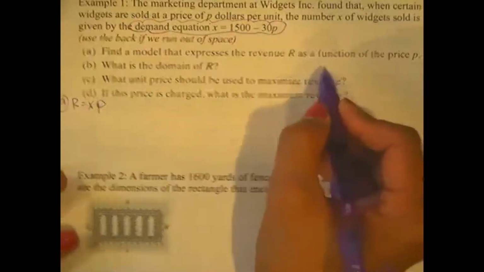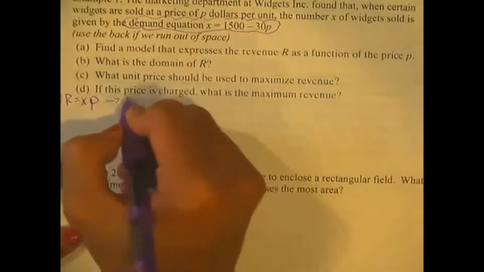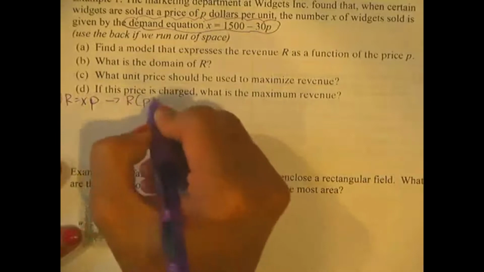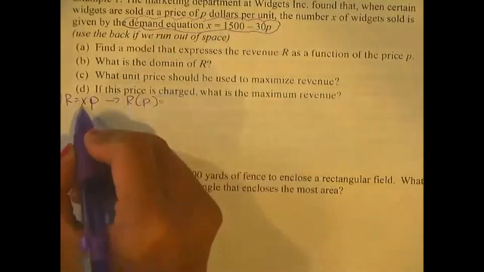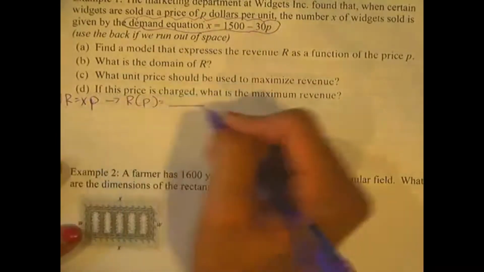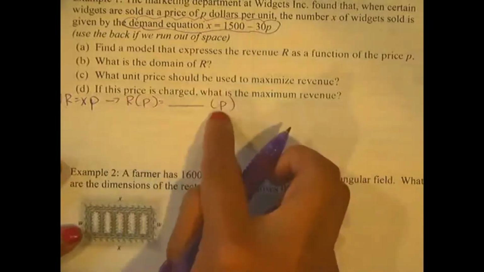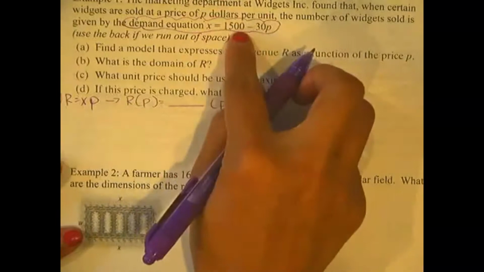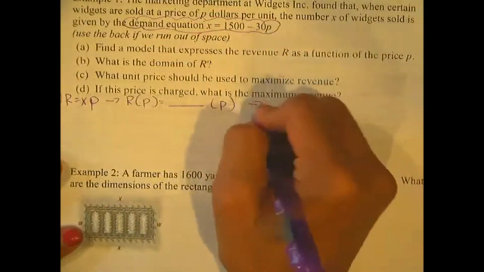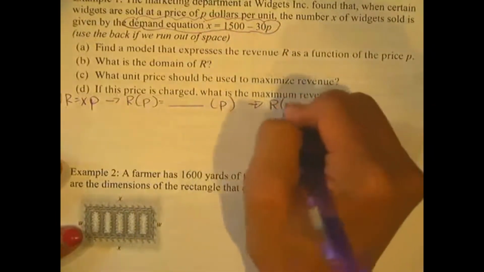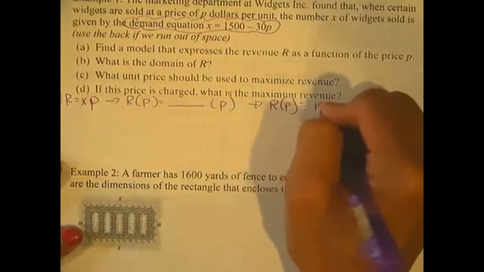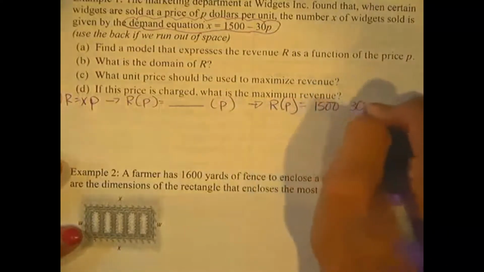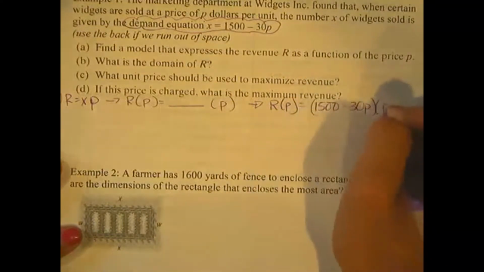But I want it all in terms of the price. So revenue all in terms of p equals, this x is not p, so I'm going to take that out and keep my p here. Well, what does x equal? x equals 1500 minus 30p, so that's what I'm going to put in there. So R of p equals the quantity 1500 minus 30p times p.